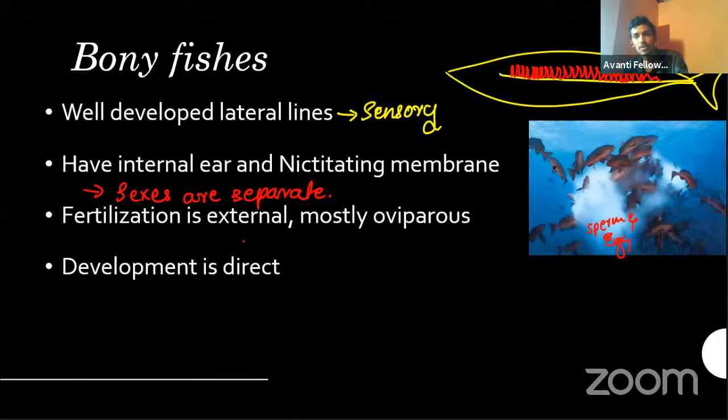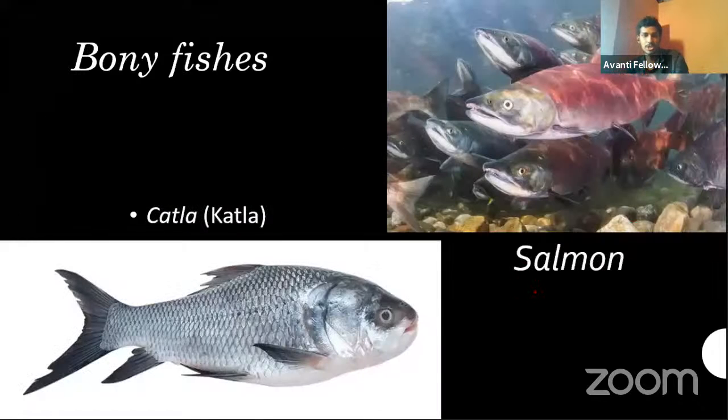So we will go for some of the questions. Sorry, not questions, some of the examples. Salmon: as you can see here, these also show a migration from the ocean into the river bodies.